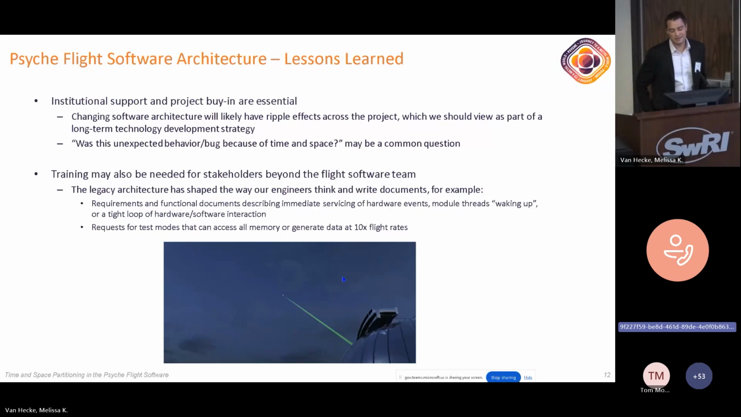Also, as I said, the scope here is beyond the flight software team. There might be systems engineers, people that write documents, people that write tests that really have the old architecture internalized and may need some training to understand how the new architecture works, so that we don't, for example, write onerous requirements or ask for things like a test that generates 10 times the data rates. That's going to be something for this architecture that's hard to manage.